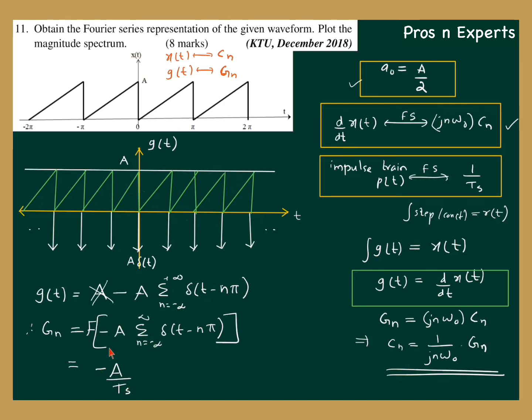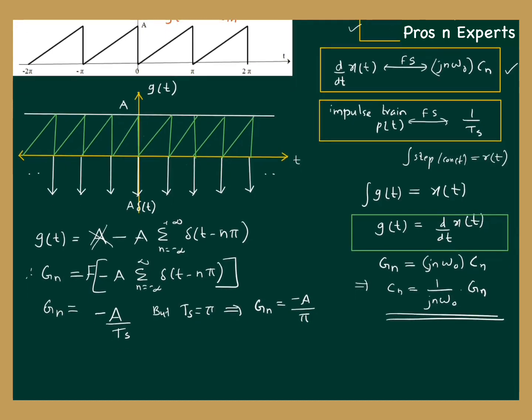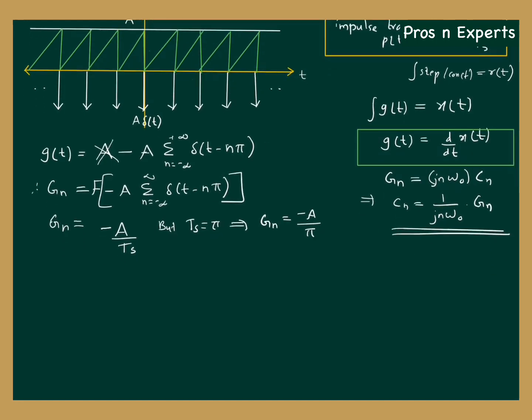There is a minus A scaling here, so minus A by Ts is the Fourier series coefficient of this g of t, the entire g of t. Okay, and what is Ts here? Ts is actually 0 to pi, so Ts is equal to pi. That will give you Gn is equal to minus A by pi. Okay, so I think all of you are clear up to this.